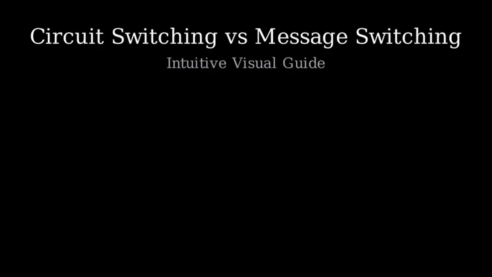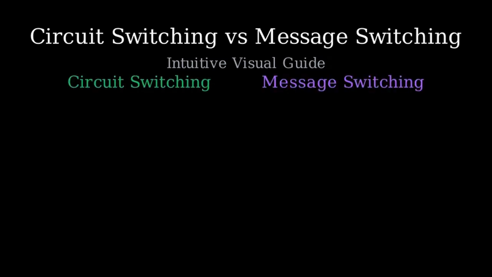In this lesson, we will build a strong visual intuition for the difference between circuit switching and message switching in networks. At a high level, circuit switching creates a dedicated path first, keeps it reserved while you communicate, and releases it when you finish. Message switching breaks the information into whole messages, and each message hops from node to node, being stored and forwarded along the way.